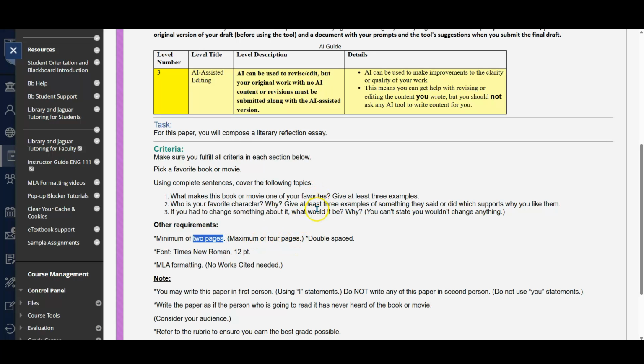What happens if you answer these questions and you don't get to 2 pages? Give more examples. Simple as that, okay? MLA formatting, again, you can write this in first person. There's no works cited. There's no research. You don't have to cite anything. This is basically just you.